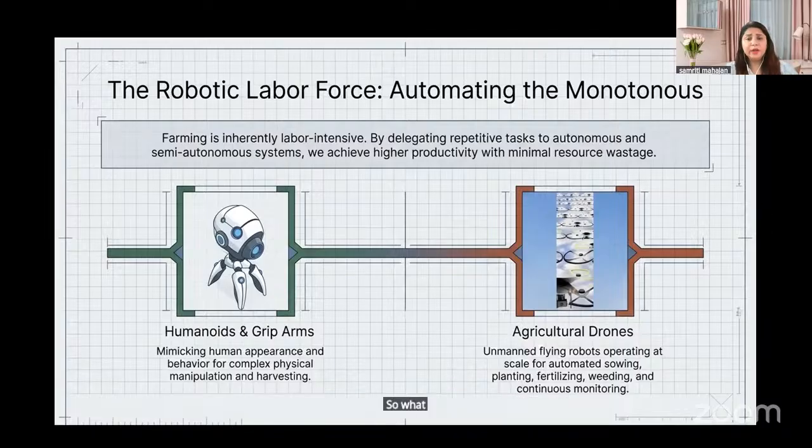So what makes today's agriculture humanoids different from earlier industrial robots is their adaptability, how they handle the variability that needs to be known.